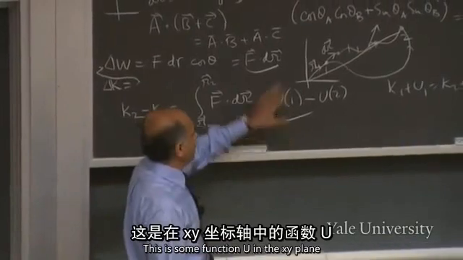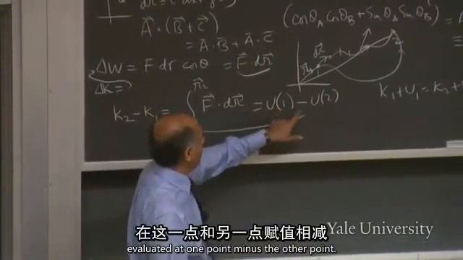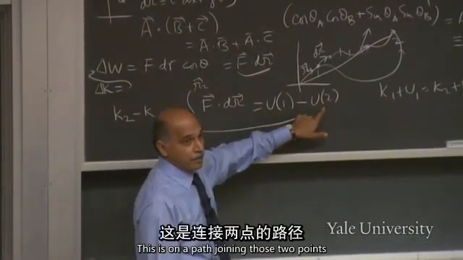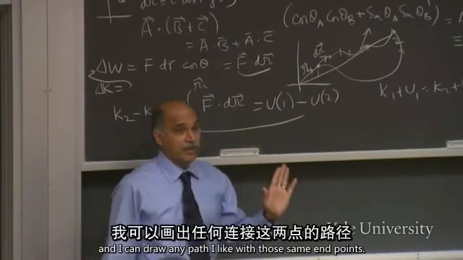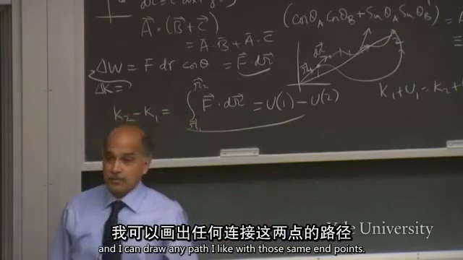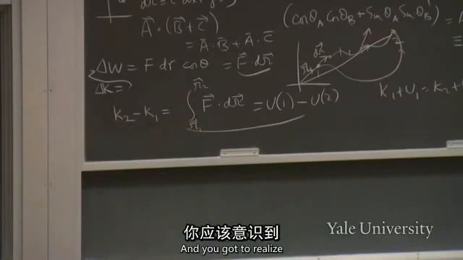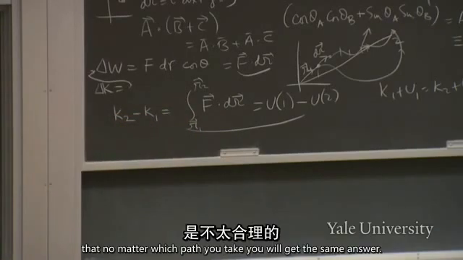This is some function u in the xy plane evaluated at one point minus the other point. This is on a path joining those 2 points, but I have not told you which path. And I can draw any path I like with those same endpoints. Now, you've got to realize that it's very unreasonable to expect that no matter which path you take, you will get the same answer.